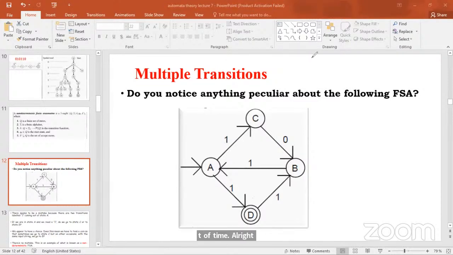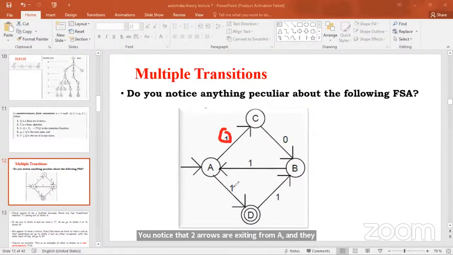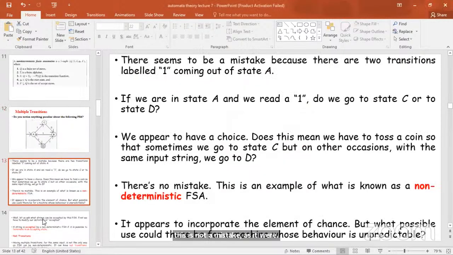All right. So we still want to continue to look at the characteristics of finite state automaton, the non-deterministic finite state automaton. So we have what you call multiple transitions. Do you notice anything peculiar about this following FSA, right? You notice that 2 arrows are exiting from A, and they have the value of what? 1. You can see this guy here exiting, this guy here exiting, right? Now, this is not a mistake as it were. It is just a representation of a non-deterministic finite state automaton.